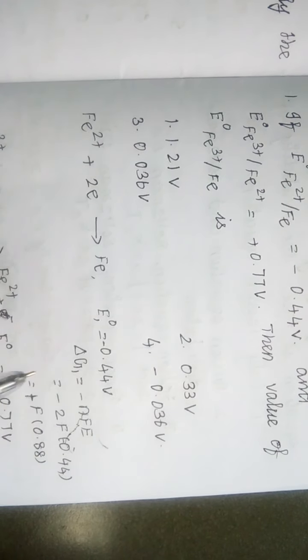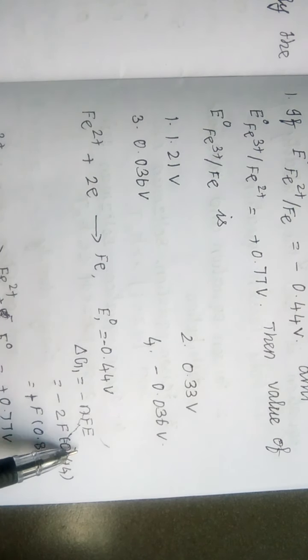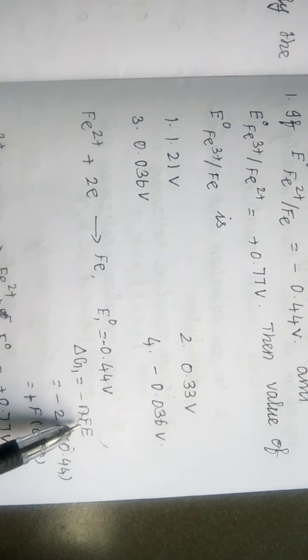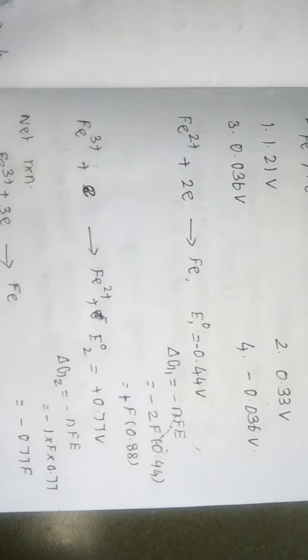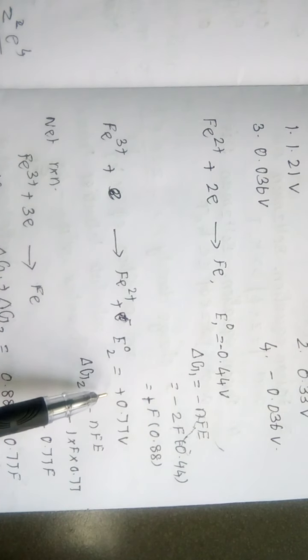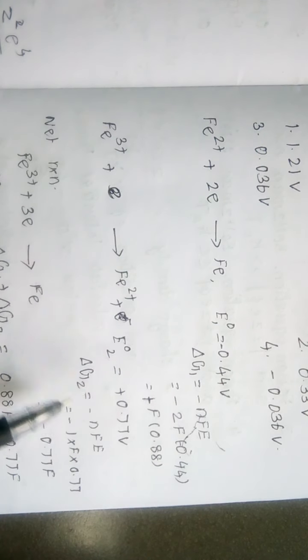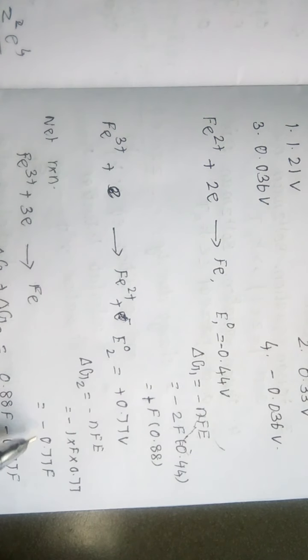Since the change in Gibbs energy, we know that delta G1 is equal to minus nEF, where E is the reduction potential, n is the number of electrons, and F we keep like that, we are not going to change it. Minus 2F into minus 0.44 will become plus 0.88 F volt. The second reaction, Fe3+ plus electron gives Fe2+, and the reduction potential is plus 0.77 volt. When you put this in the equation, delta G2 is equal to minus nEF, its value will become minus 0.77 F volt.